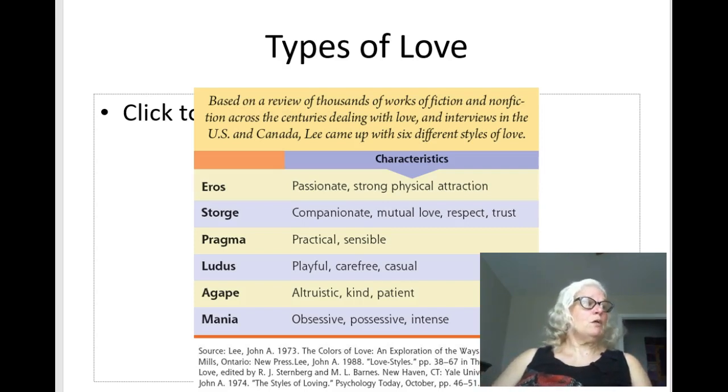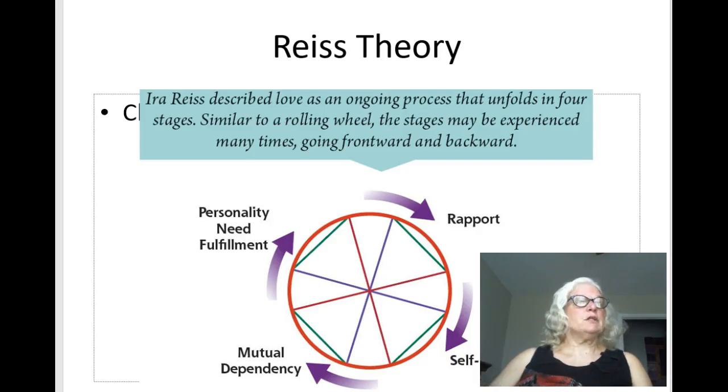Now, I want to give you one more theory that our author doesn't give us. The theory of Reiss, and his theory describes love as an ongoing process that unfolds in four stages, similar to a rolling wheel.